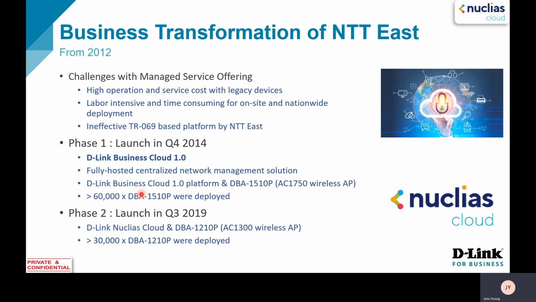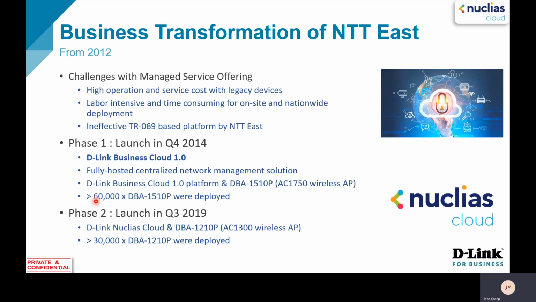So as you can see, the result is very good. In phase two, we launched in 2019 Q3. It's officially called Nuclias Cloud, together with the DBA 1210, which is an AC1300. Same thing, it's more than 30,000.